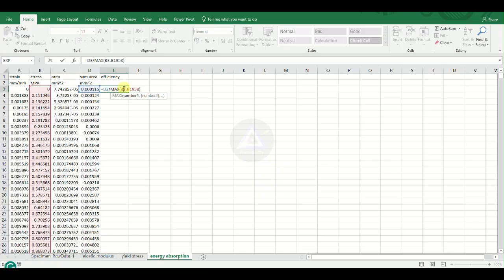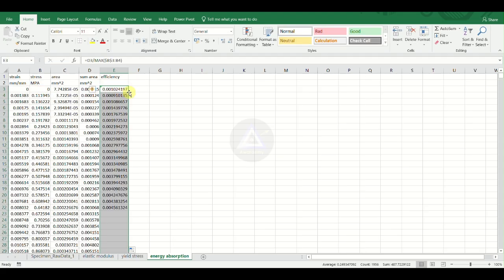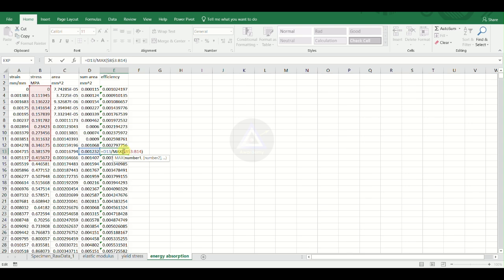sorry, just wait, press F4 here, and here you can press B4 because this is the next value. So within these two, it will consider the maximum value. Like you can drag it. Even you can see this. So it is considering the maximum value of these particular values. I hope you got it. So you just need to consider the sum of the area D3 and use the maximum function and consider this initial stress value and then consecutive values. So like that we have measured the efficiency.